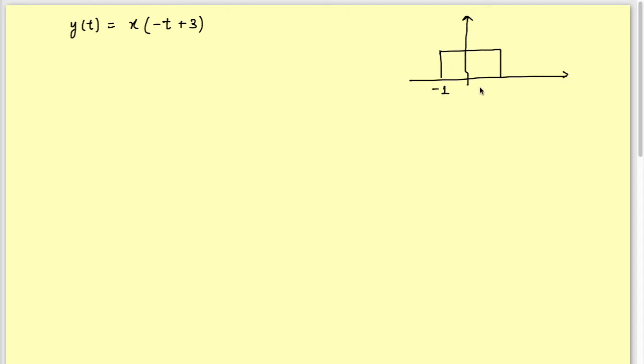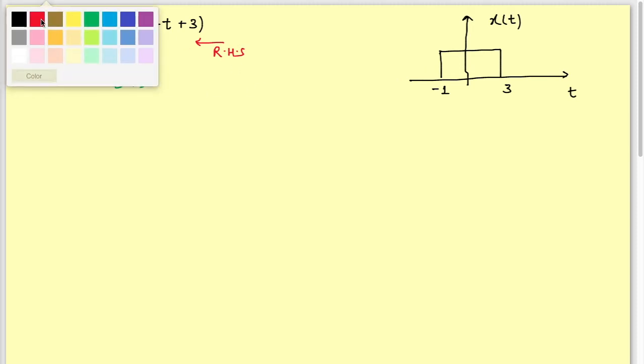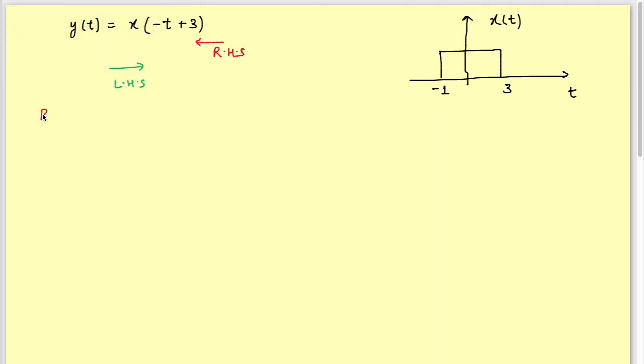It is from minus 1 to 3, and this is my time axis. This is x of t. Now there are two approaches to this problem. Either I can go from the right hand side, or I can go from the left hand side. Let us take our right hand side first.